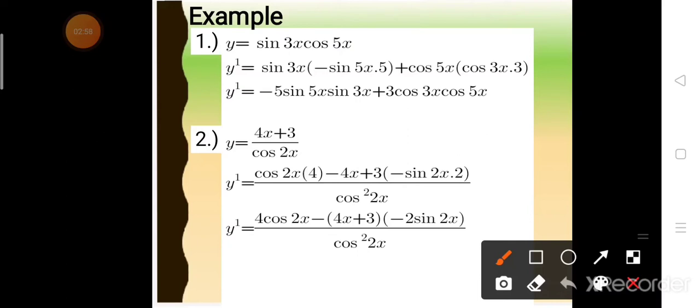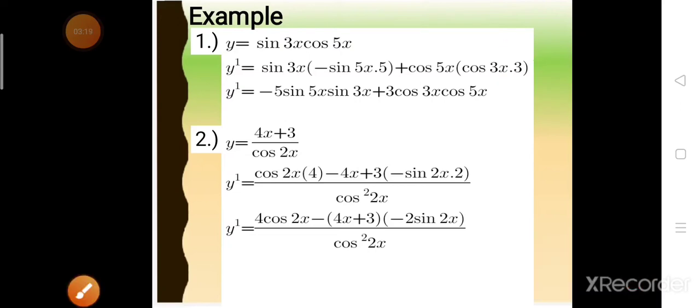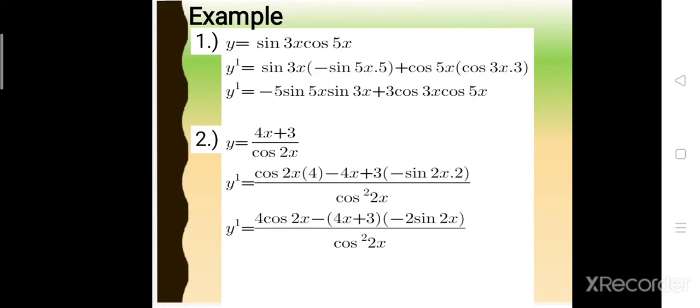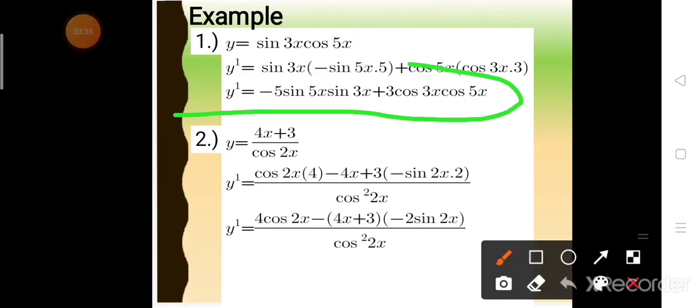So in the final answer, we have 5 times negative sine 5x, so negative 5 sine 5x times sine 3x, plus 3 times cosine 3x, we multiply it inside the parenthesis, copy this one, cosine 5x. So this is the final answer of our example number 1.